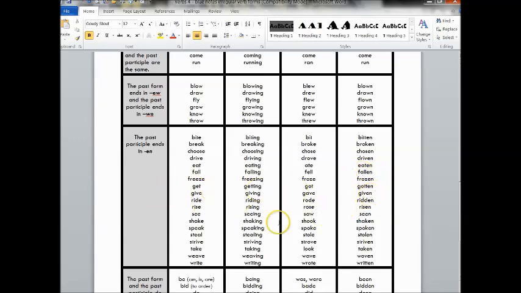Freeze, frozen, frozen. Ride, rode, and ridden. Rise, rose, and risen follows that pattern. See, saw, and seen follows this pattern. Shake, shook, and shaken. Strive, strove, and striven follows this pattern. Weave, wove, and woven should be an O.